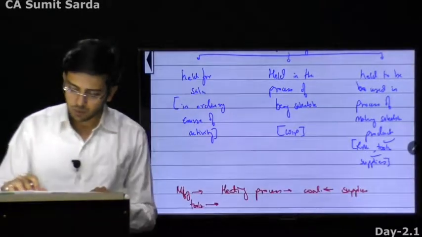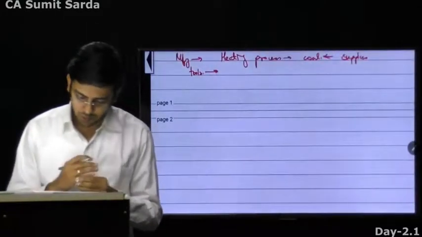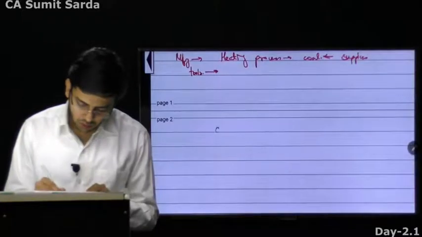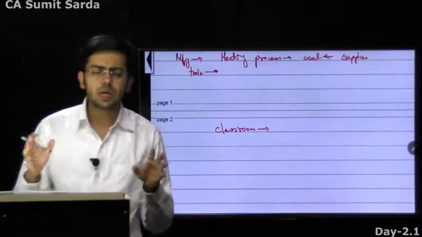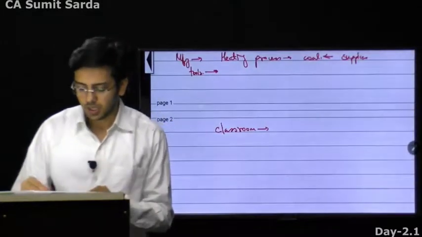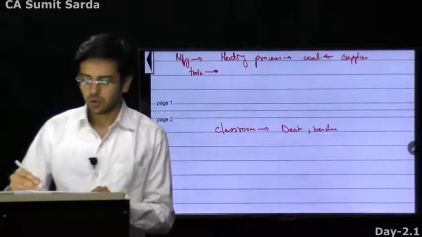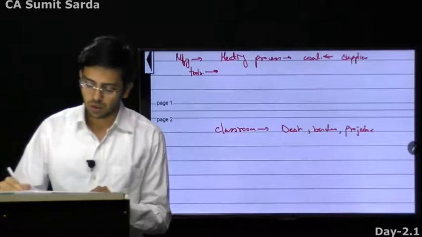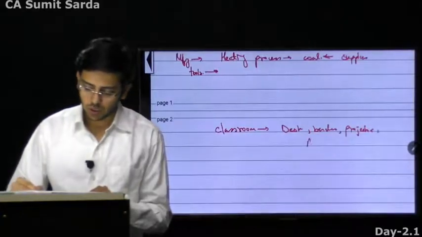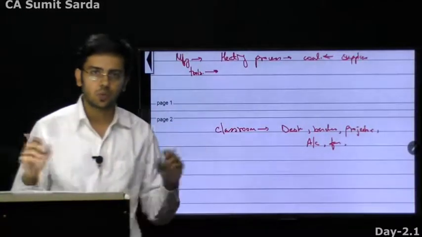See, let me give you another example. Suppose the classroom in which you are sitting, you can see various types of assets in the class. Let's say there are desks, let's say there are benches. We also see a projector over there, we also see an air conditioner over there, we see fans over there, and there are various such assets that you can see in and around you.